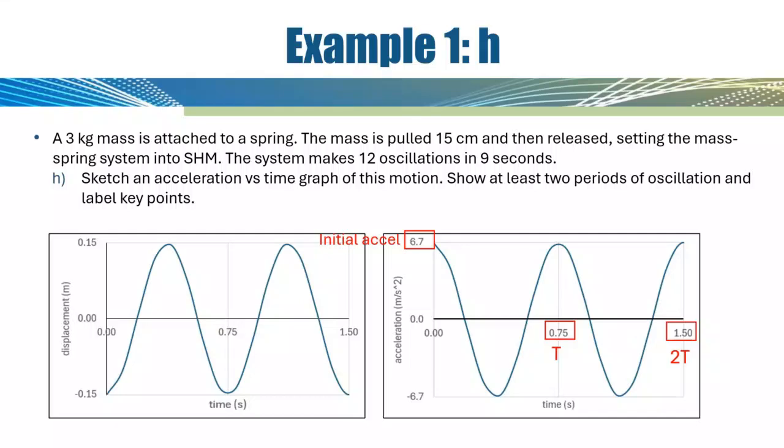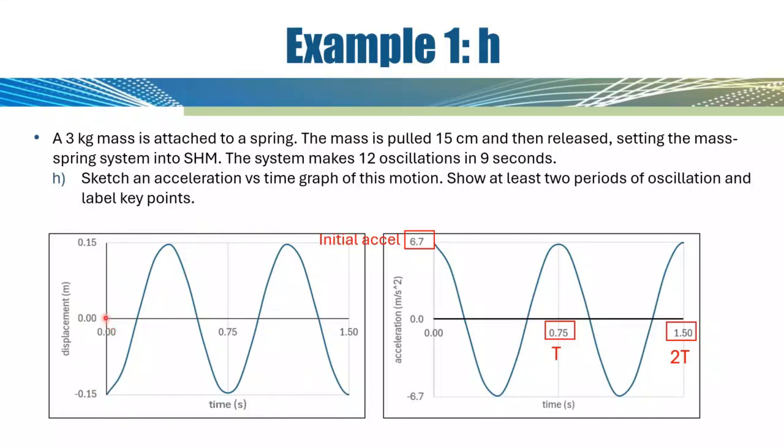So we just calculated the maximum acceleration and it was 6.7 meters per second squared. So the answer to this question is already shown right here, but let's talk through how you would get this graph. I find it easiest to get the acceleration time graph when I'm looking at the displacement time graph. So I copied the displacement time graph here.